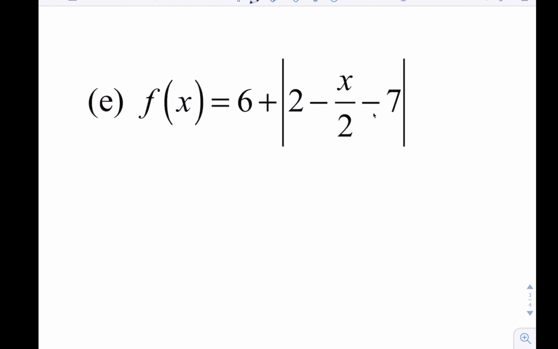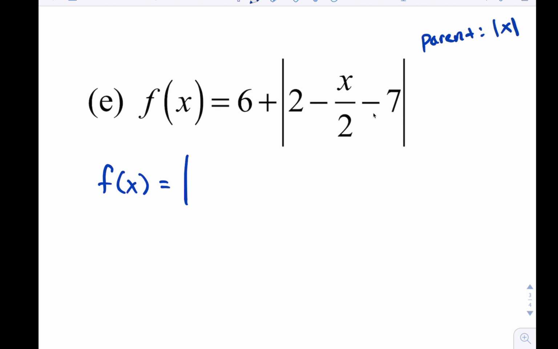Okay, and the last one here is an absolute value function. Okay, so our parent is absolute value. Okay, so there's a little trick with this one that I'm going to show you in a minute once we simplify it a little bit. Okay, so again, just put it in the standard form.